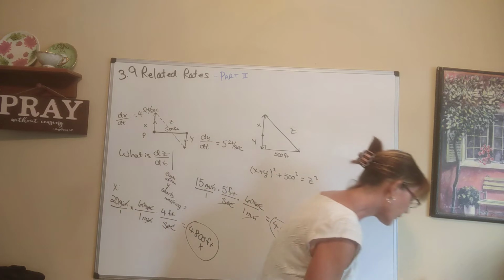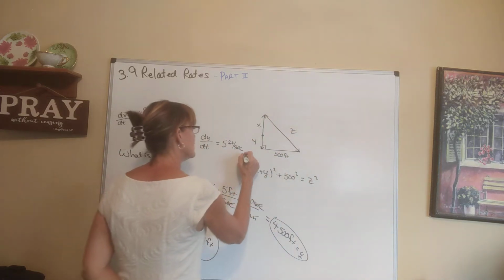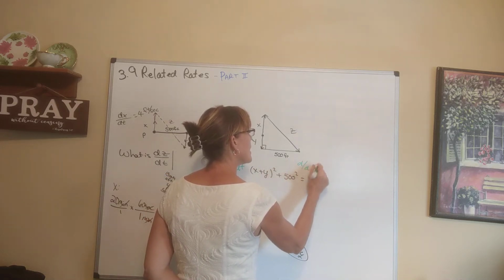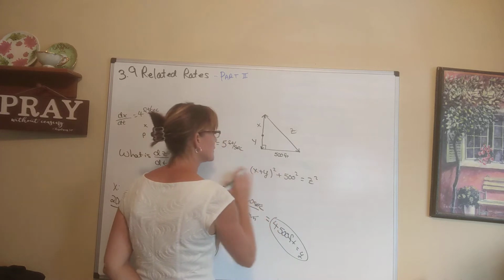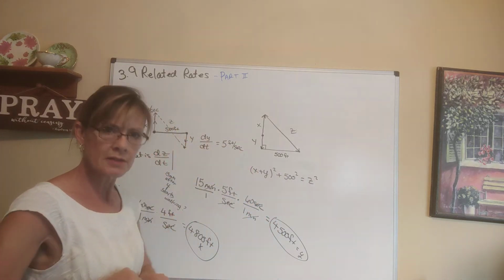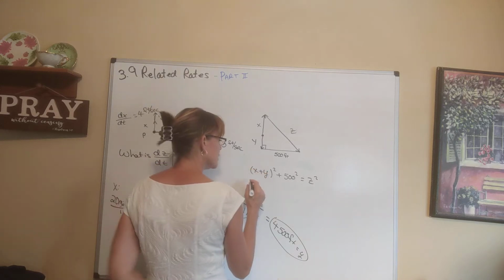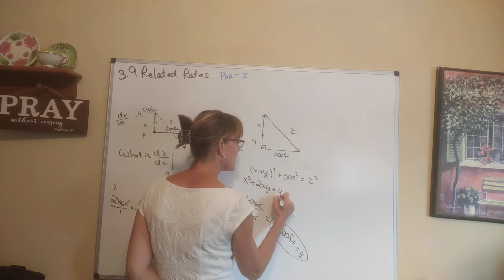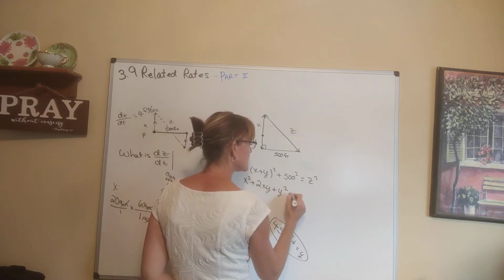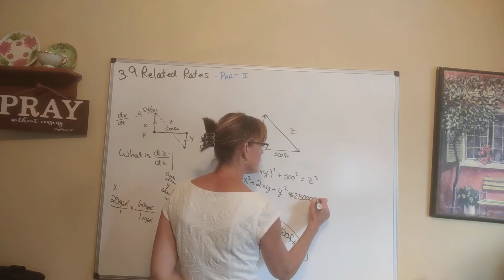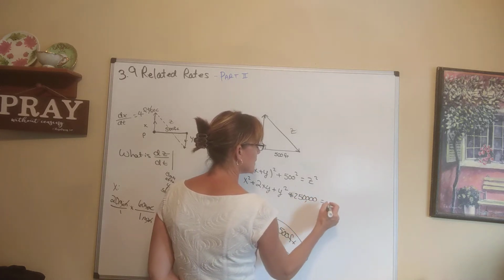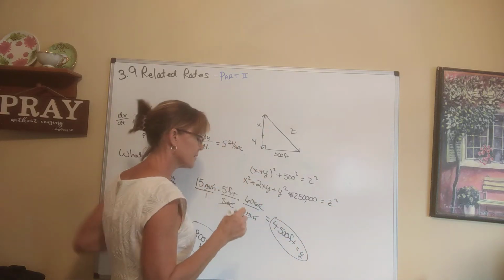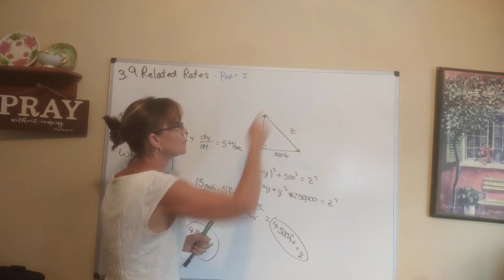So if we take the derivative of that with respect to time, d dt, you know what? I'm not quite ready to do the derivative. Let me simplify this just a little bit. Let's go ahead and square that before we take the derivative. So this is going to be x plus y squared turns into x squared plus 2xy plus y squared plus 250,000 is equal to z squared. Okay, so I just multiply this together. Now let's take the derivative with respect to time. And then I'm going to move it up here so I have more room.